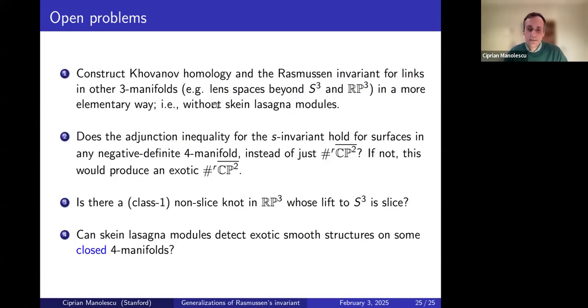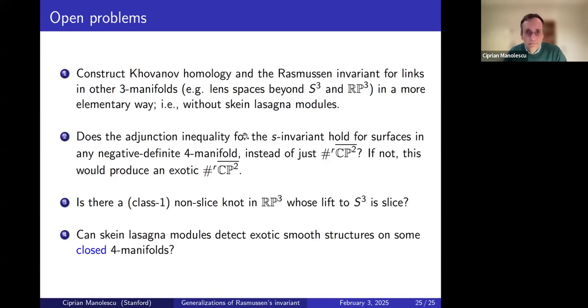And the first candidates to look at are the lens spaces. So RP3 is L(2,1). I think the next simplest thing would be L(3,1). Probably if you can do L(3,1), you can do L(p,q) for any p and q, or at least L(p,1). And yeah, you can draw diagrams for such things, but it's not clear how to get an invariant. Okay, so that's an open problem.